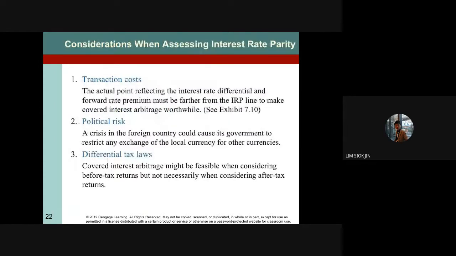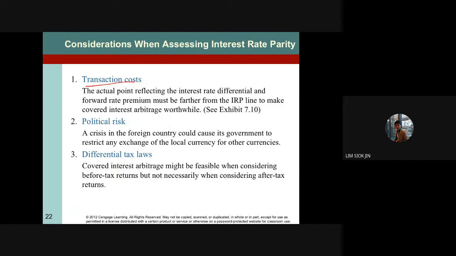All right, so things to consider when you want to assess interest rate parity, not just interest rate and forward premium, but you also have to take into consideration transaction costs, because when you convert from one currency to another, there will be a transaction cost. Like if you want to convert ringgit into pound, there will be a bid ask spread. That means if you buy, you will pay the ask price, but when you convert back, you will sell at the bid price. So usually you will lose there.